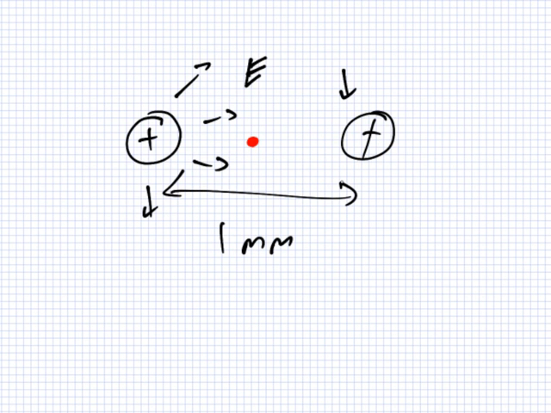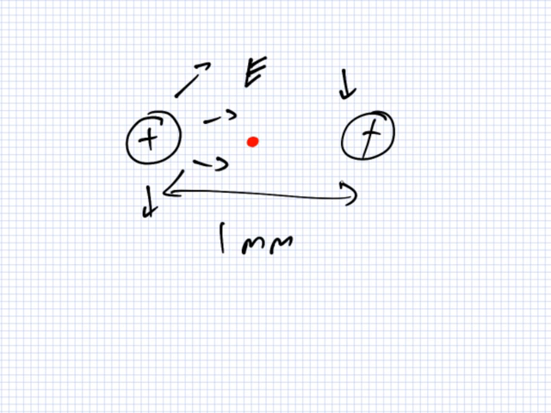So imagine I put an electron in the middle there. Which way would the electron move, the red electron? Straight left. Well, it wants to move to the proton on the left, doesn't it? But it also wants to move to the proton on the right. So which way does it move? Nowhere. It doesn't.